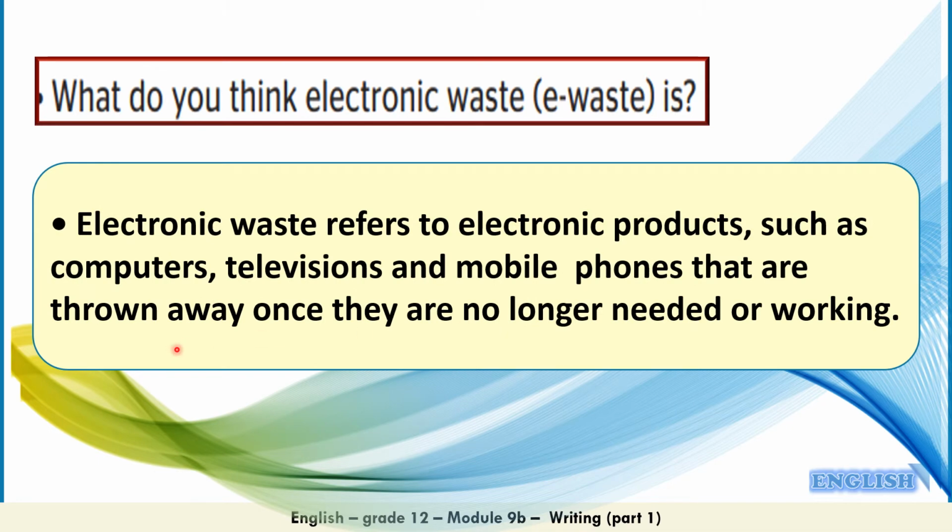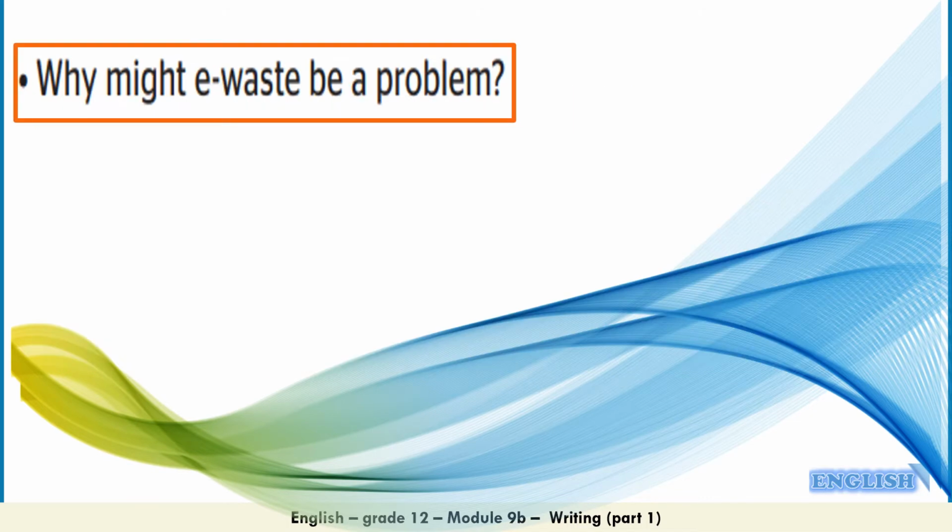Good. Electronic waste refers to electronic products such as computers, televisions, and mobile phones that are thrown away once they are no longer needed or working. These are electronic waste. Mobile phones, televisions, computers that are used and are no longer needed or working. Why might e-waste be a problem?